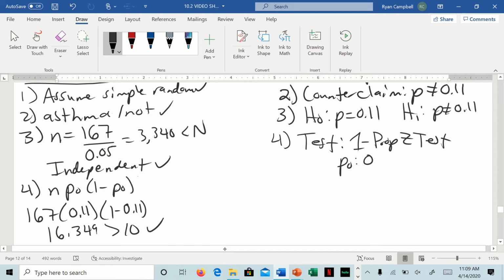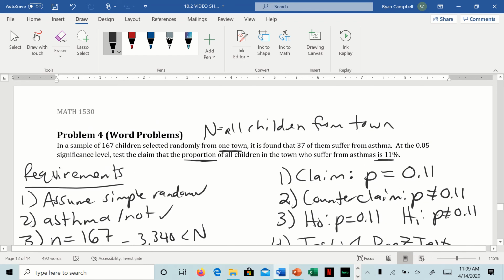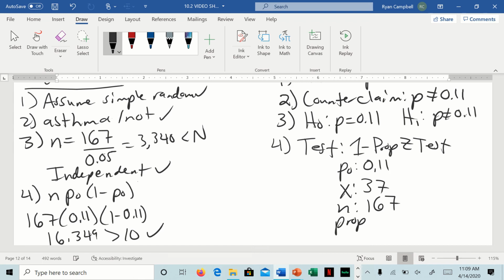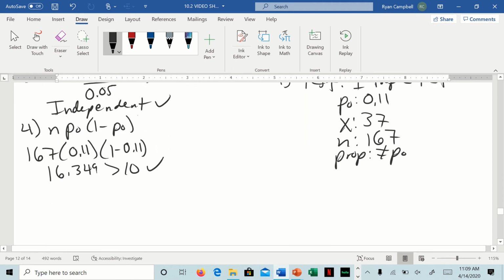So p naught comes from H naught, so that's 0.11. x, the number of people who suffer from asthma, was 37, out of a total of, we said, 167. Our statement comes from H1, so we're going to have does not equal p naught. Our test stat, z, we should get is 4.61.